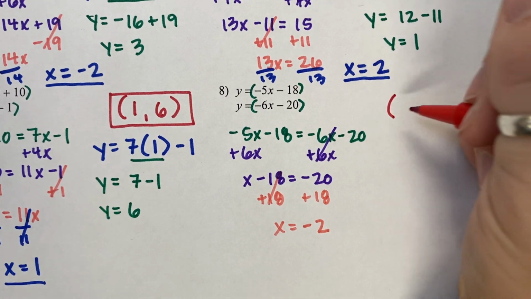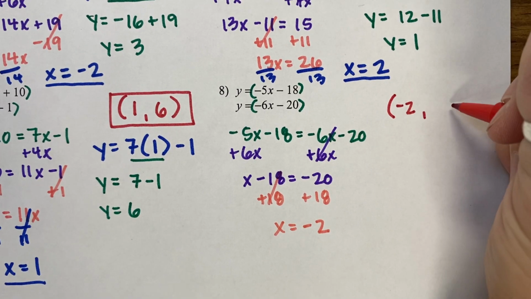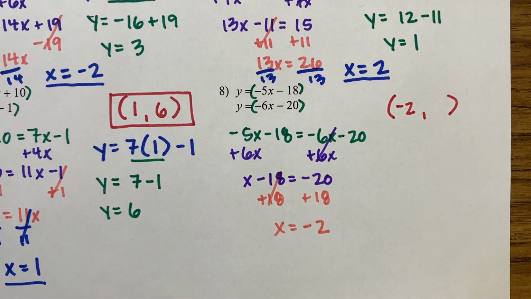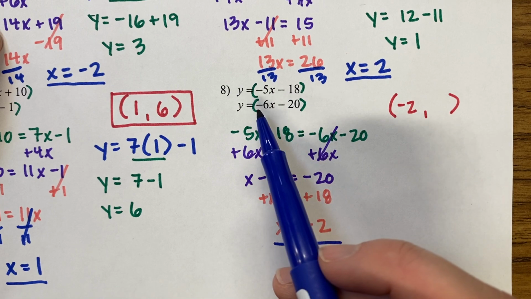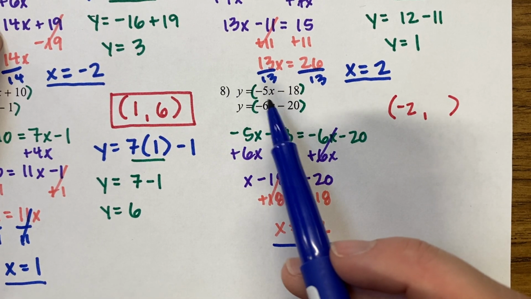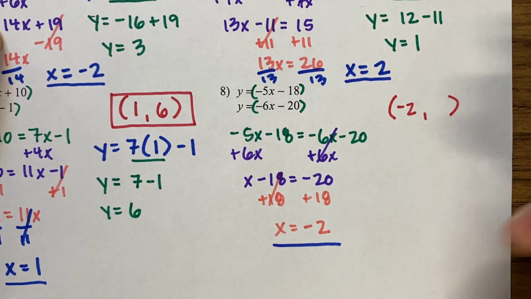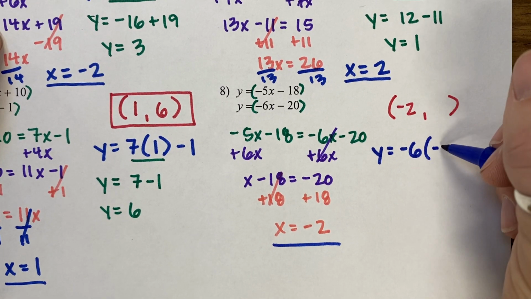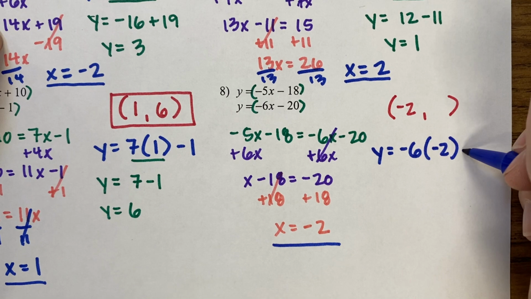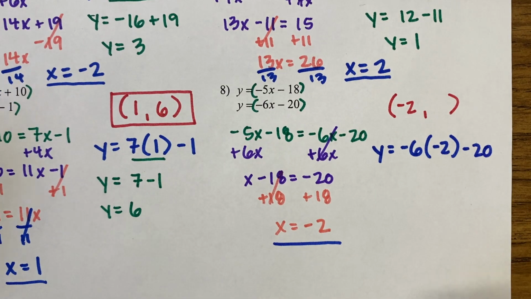So we know that the x part of our coordinate point is negative 2. Now we just need the y part. Okay, so let's take our x that we found, plug it into whichever one you want. I can't really tell which one's easier, so we'll just do the bottom. Y equals negative 6 times x. Well, our x is negative 2. And minus 20.